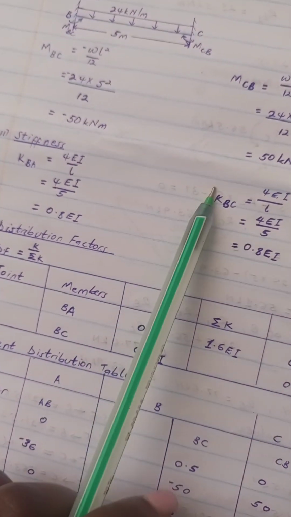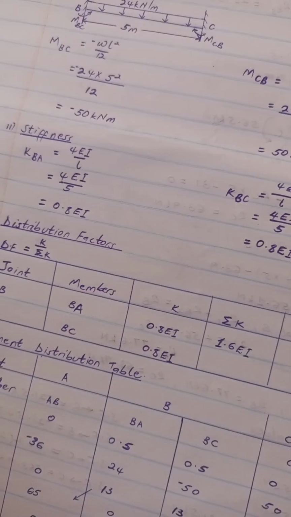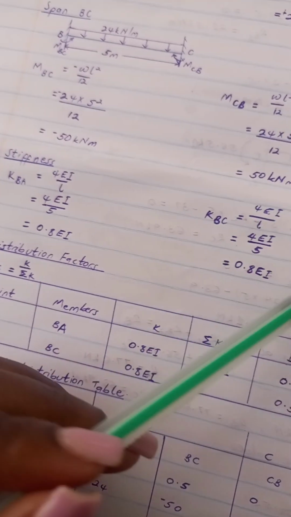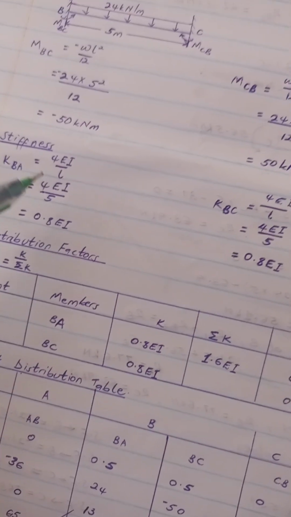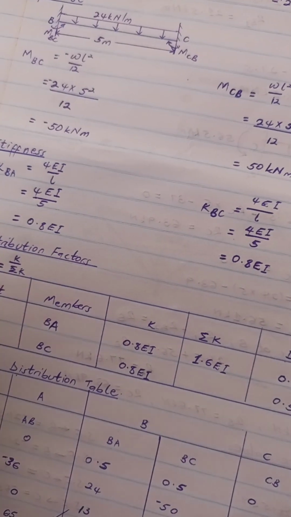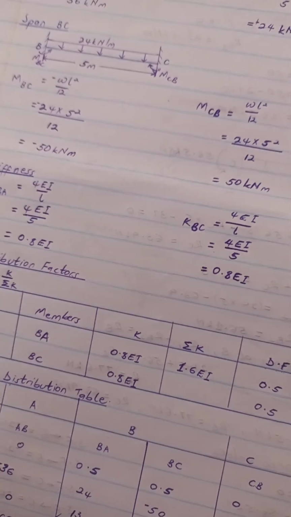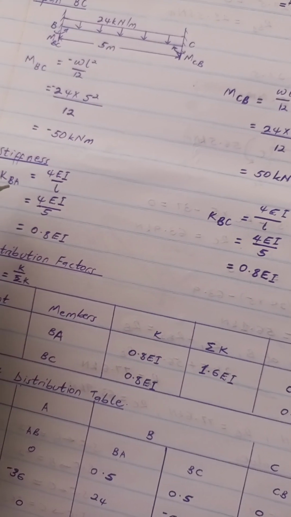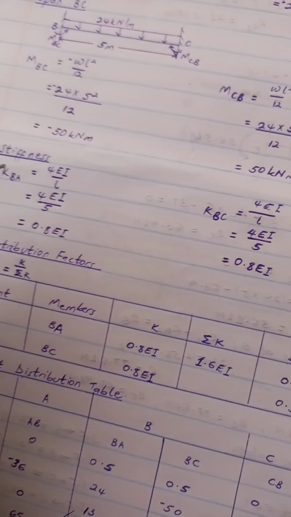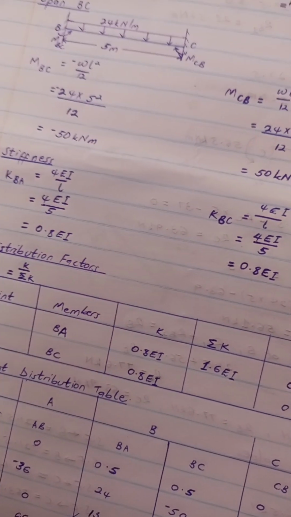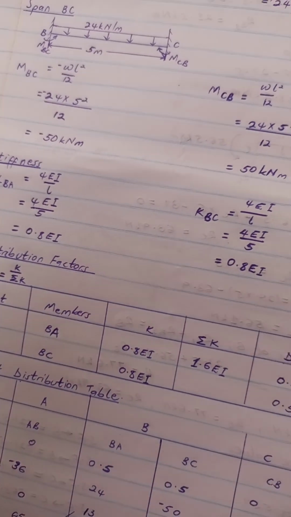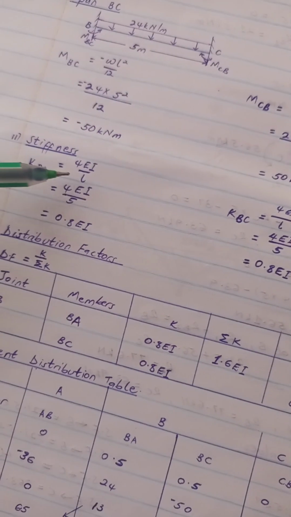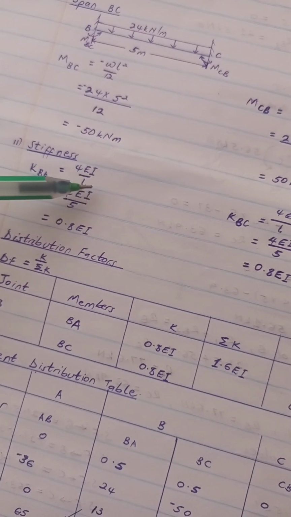The stiffness, which I represent using K. So stiffness K from BA and BC. The reason we're using BA and BC is that for you to find a stiffness, it has to be at a joint. You have to use the ones from BA and BC, since B is the joint where it has two members, that is BA and BC. So I found the stiffness at BA and also at BC, and it's 4EI over L.